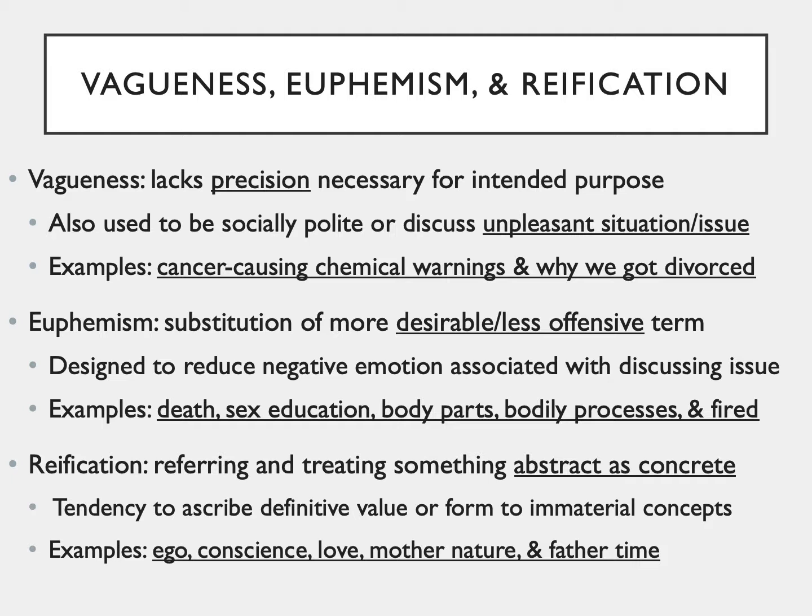Euphemisms. Euphemisms are substitutions of more desirable and/or less offensive terms, and they're generally used to reduce the negative emotion that's associated with discussing an issue. For example, rather than saying died, people commonly say passed away. Instead of sex education, people who are uncomfortable with that tend to refer to it as family education. Body parts, particularly in children, use nicknames commonly, like a wee-wee. Instead of discussing the exact thing occurring in a bathroom, we might say, use the restroom. Instead of fired, you might refer to it as being let go.